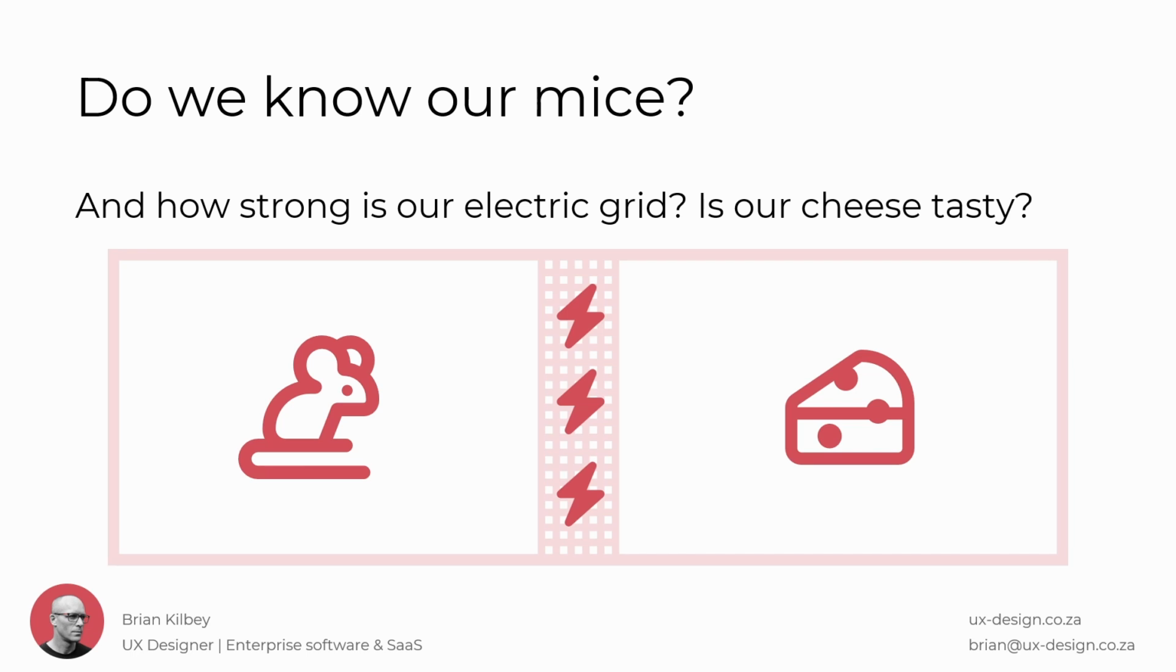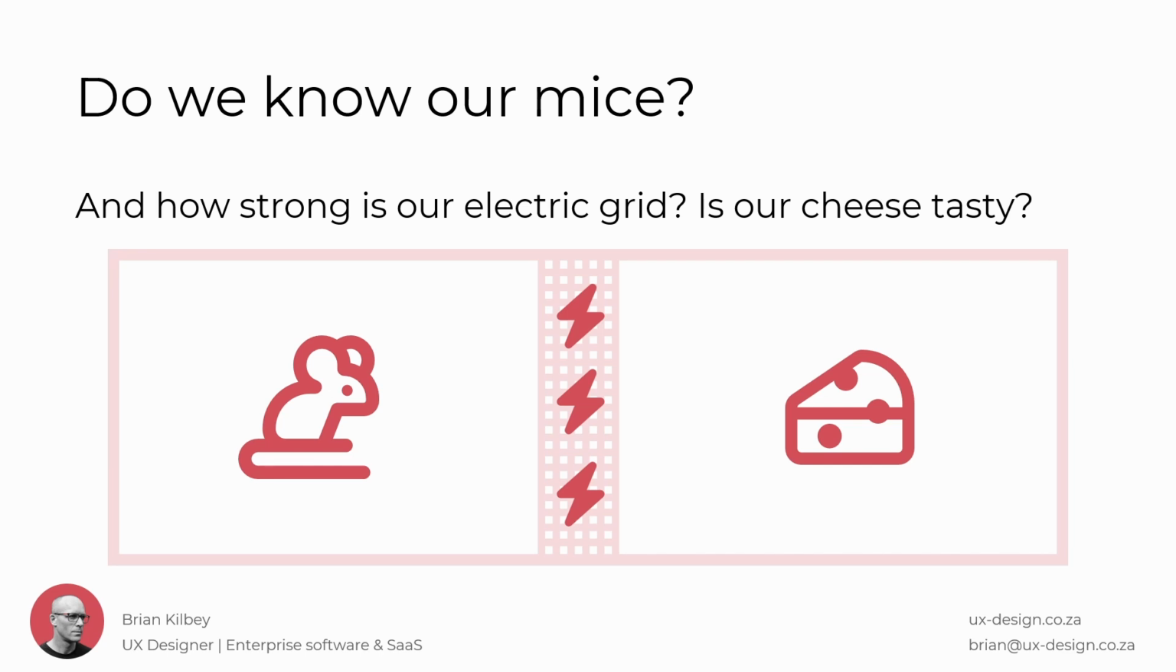How this relates to your system and UX design is, I think of the mouse as the system's users, the cheese as what they want to get out of the system, what their outcome is, what your outcome is as well as a product, as a business, and the electric grid is the system itself, what they need to do to get the cheese.